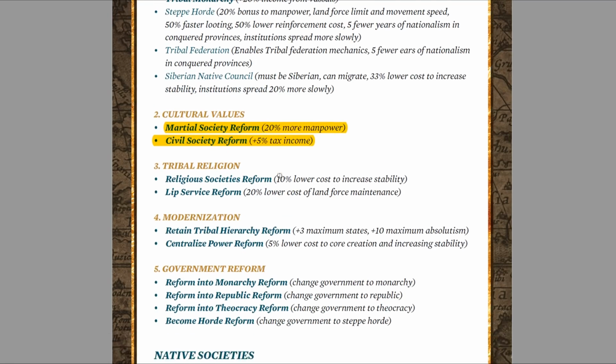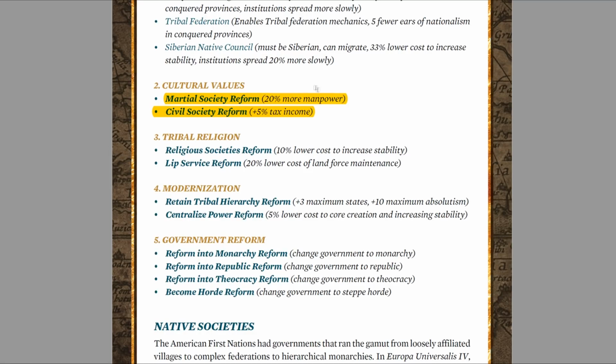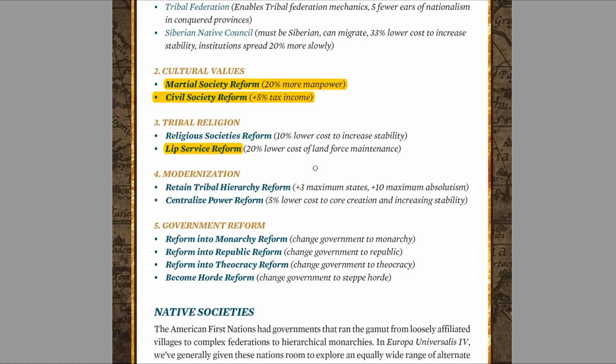This one could go either way depending on what you're doing and where you are in the game. Third reform, 10% lower cost to increase stab, 20% lower cost of land force maintenance. Again, this could go either way. I think I would go with the land force maintenance.